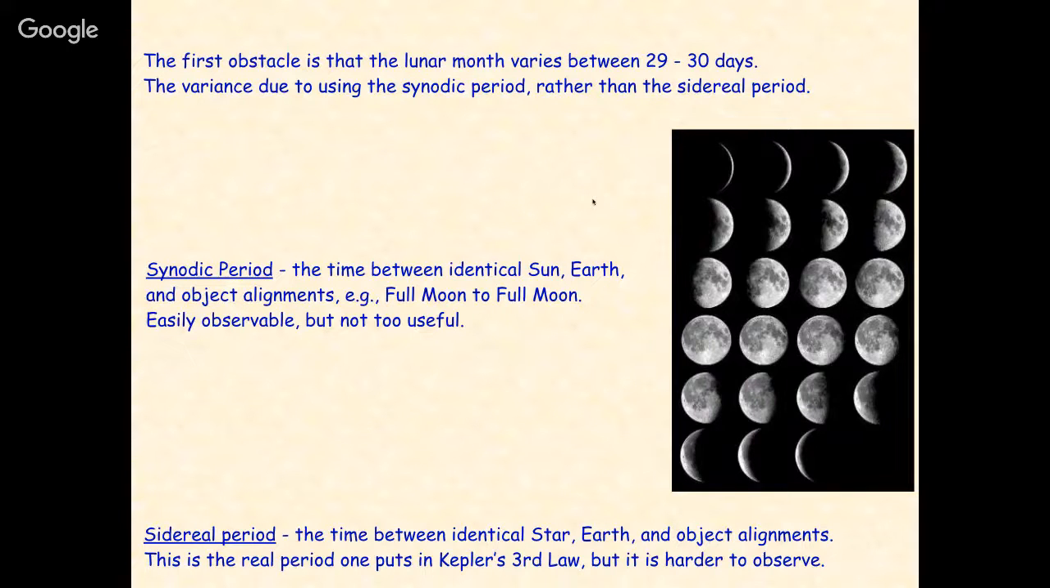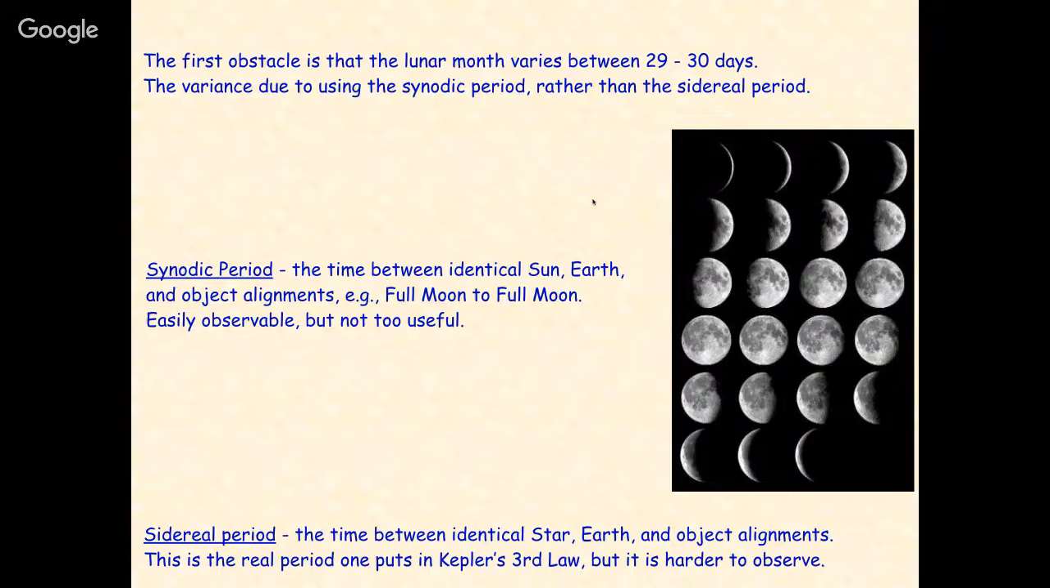The one of interest is the sidereal period, which is another piece of jargon. This is the time between identical star, earth, and object alignments. This is the real period. If you take sidereal and chop off the first part of that word, "side," and just go "real period," this is the real period. This is the one that you use in physics formulas. This is the one that you would put in Kepler's third law, for example. But it's also harder to observe, or you have to be aware of the observation.